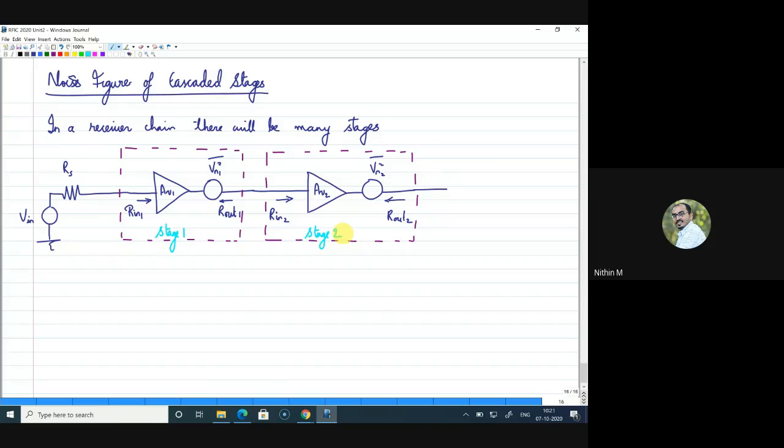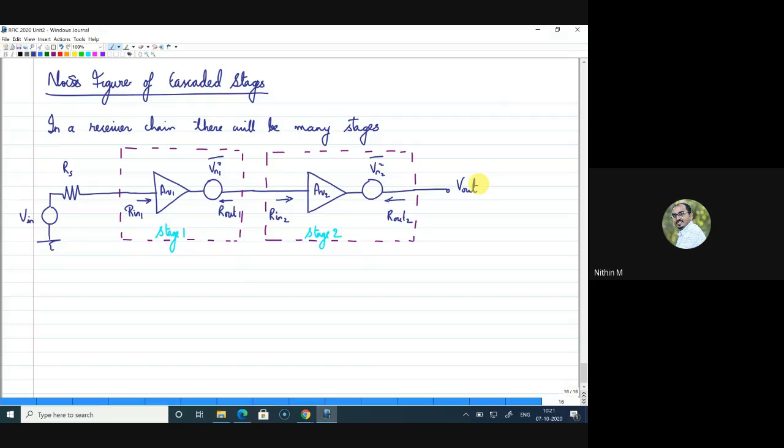Right, and this is the final output. So this is V out. So now what we are going to do here is, there are two stages in cascade, and the source is V in with a source resistance of Rs. So we are going to calculate the noise figure.